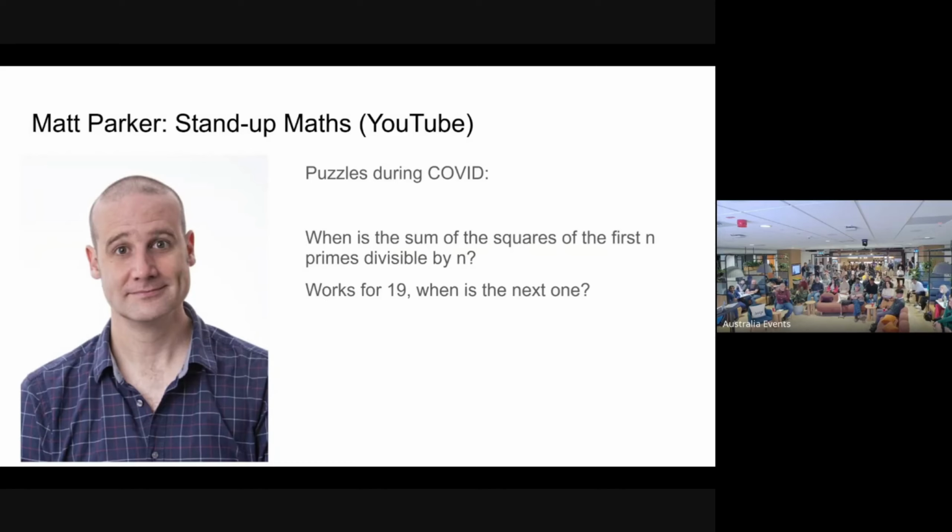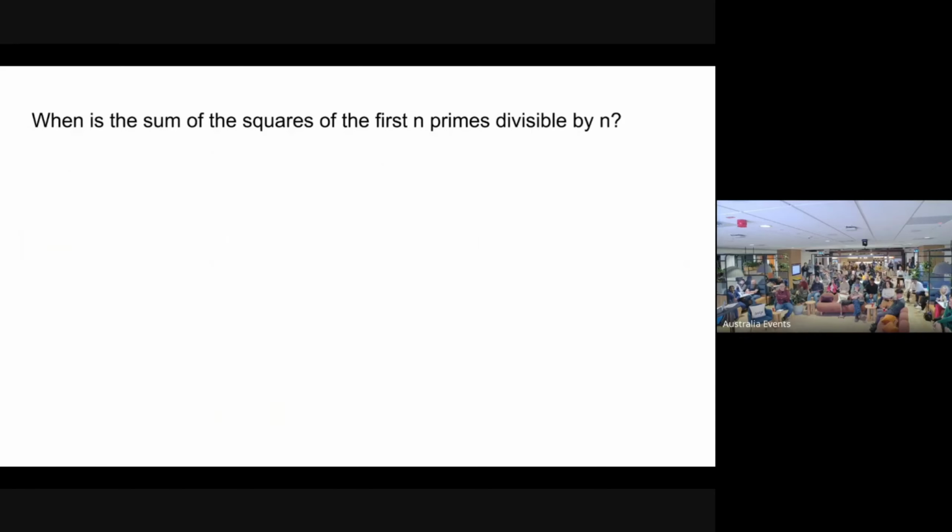When's the next time it's true? Now, this is the thing I ended up looking at. So I'm going to go through this in a bit of detail. If you're not into maths, maybe just tune out for a bit. But I'm just going to go through this. When is the sum of the squares of the first n primes divisible by n?